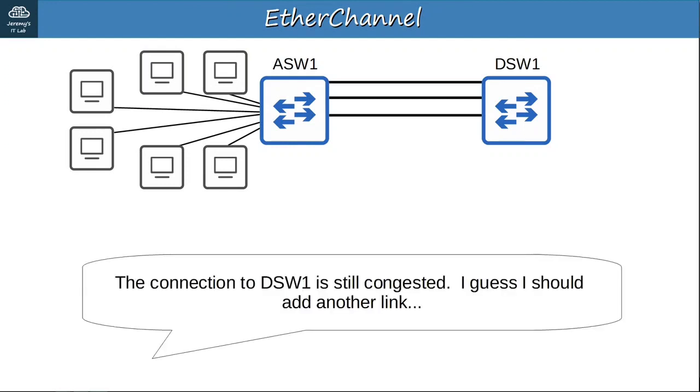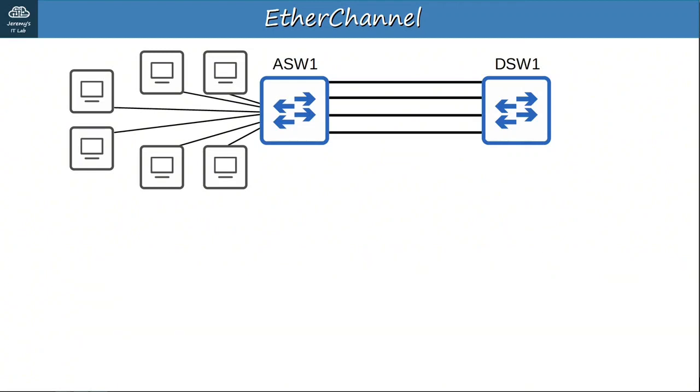So the network admin once again decides to add another link between A switch 1 and D switch 1. So now there are 4 links between A switch 1 and D switch 1. Do you think things have improved? Well, they haven't. The connection between the two switches is just as congested as before.